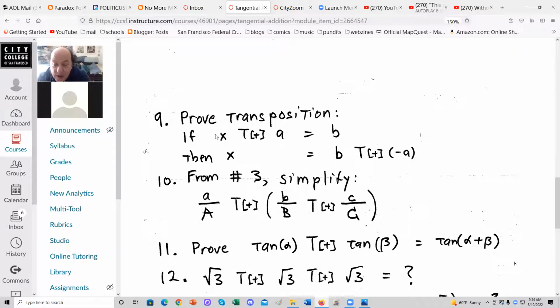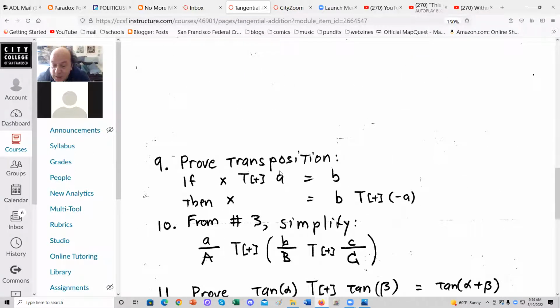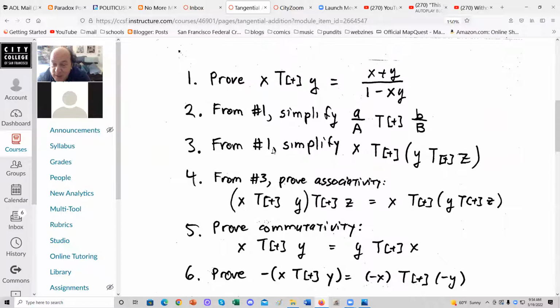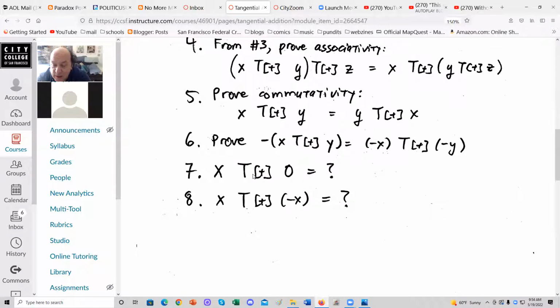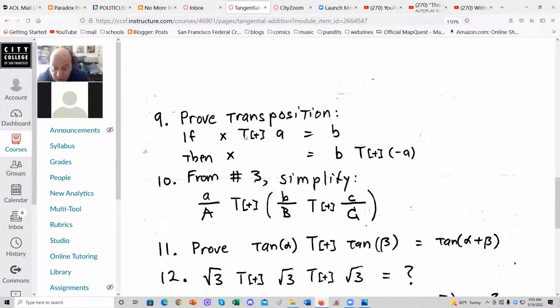Also, number 9 has you prove transposition: x t-plus a equals b means that x equals b t-plus negative a. Now, I've seen people expand out through this and then do a bunch of algebra to prove this. That's not strictly necessary. All you really need is to use 8 and 3 and 7, and everything will fall out. Basically, you treat t-plus like ordinary addition in an ordinary transposition.